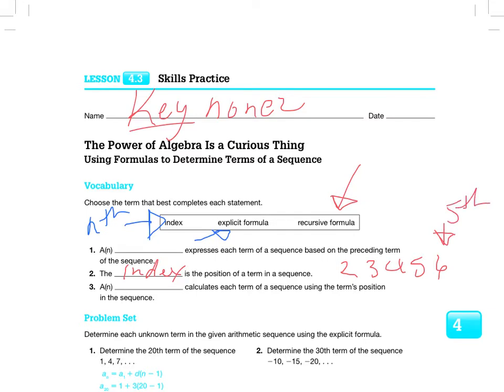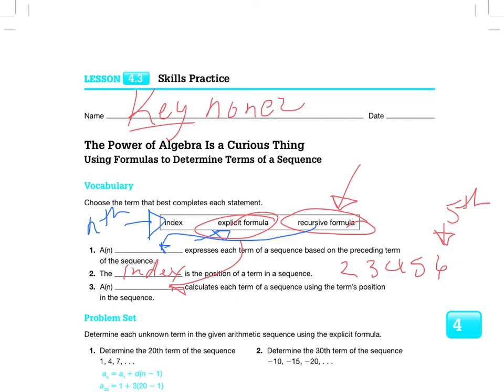Number 3, calculates each term of a sequence using the term's position in the sequence. That's explicit. Okay, write that down in there. So recursive, we're not really going to focus too much on that. We might touch on it on Monday. But recursive is actually that one right there. It uses the preceding term.